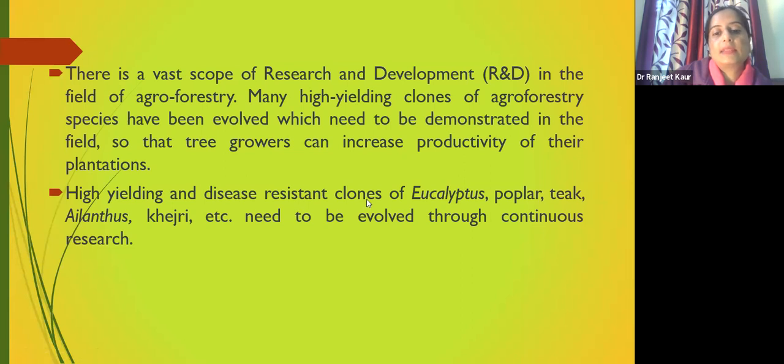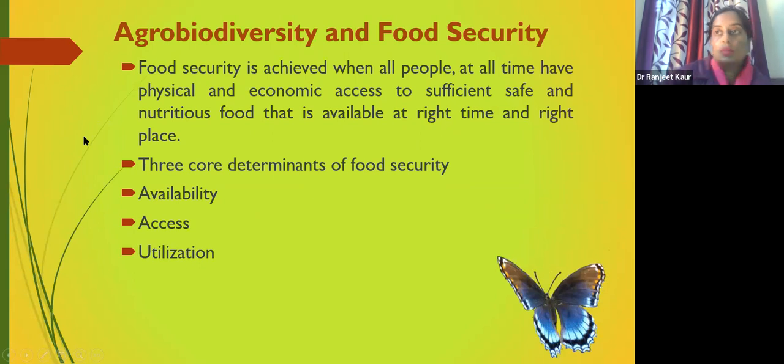High-yielding and disease-resistant clones of eucalyptus, poplar, teak, Ailanthus, etc. need to be evolved through continuous research. So this is the way forward. We need to do a lot of R&D work.